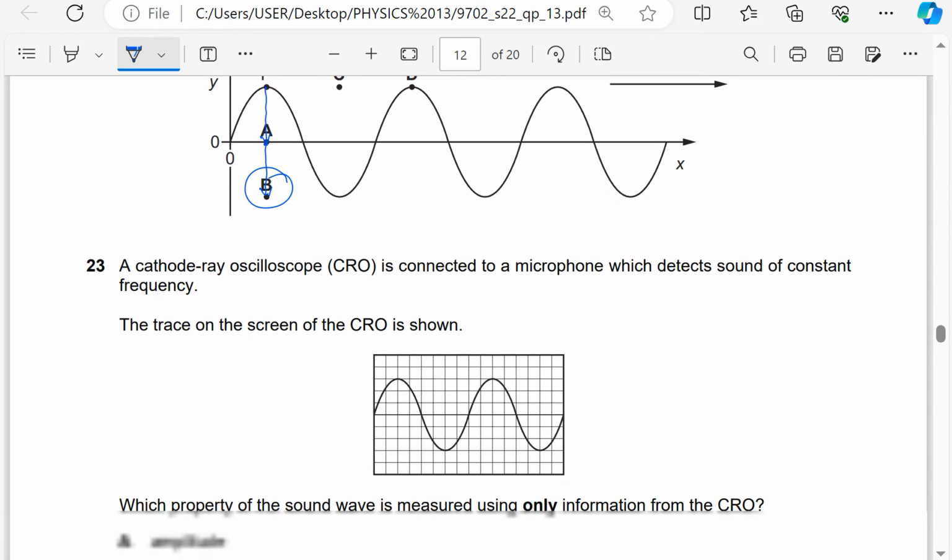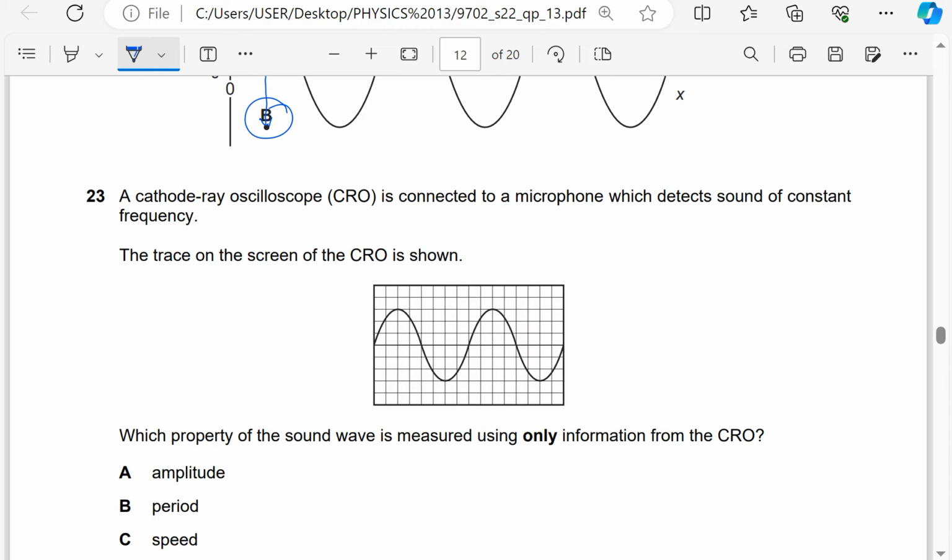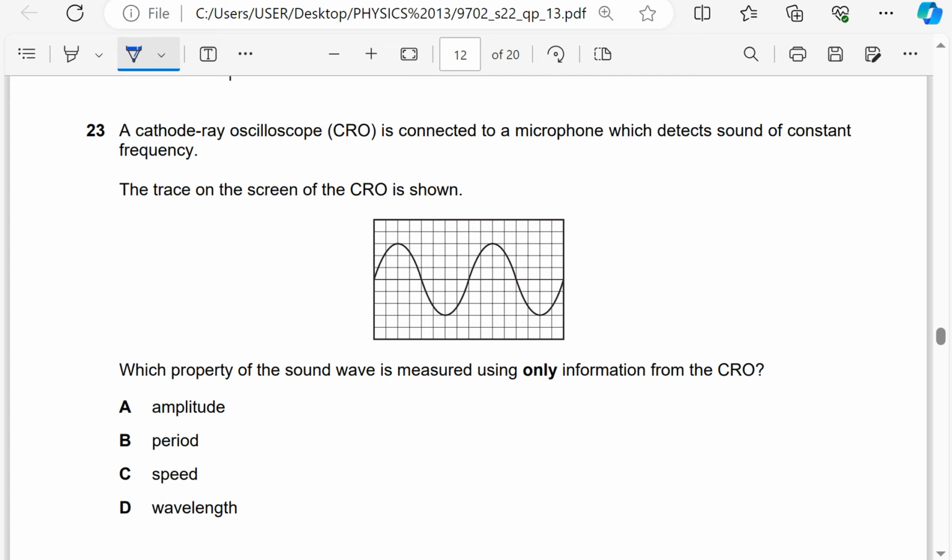The answer is B. A cathode ray oscilloscope is connected to a microphone which detects sound of constant frequency. The trace on the screen of the CRO is shown. Which property of the sound wave is measured using only information from the CRO? So from the CRO we tell the amplitude, only information from the CRO.